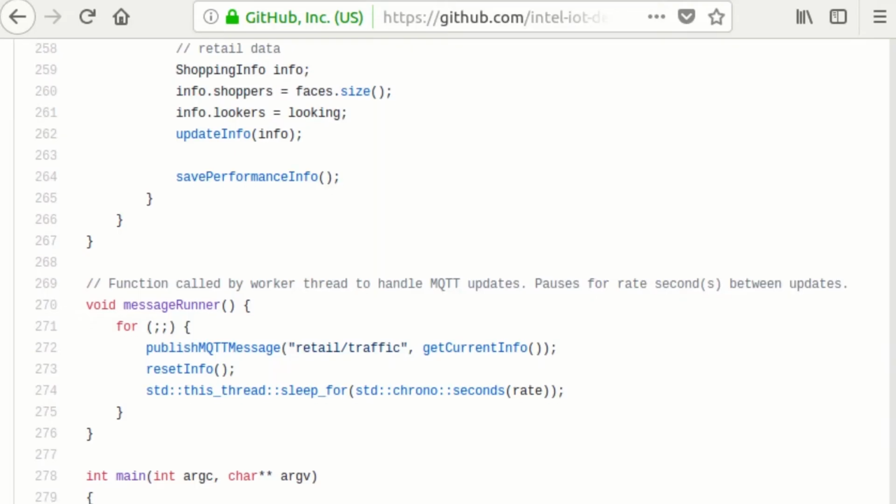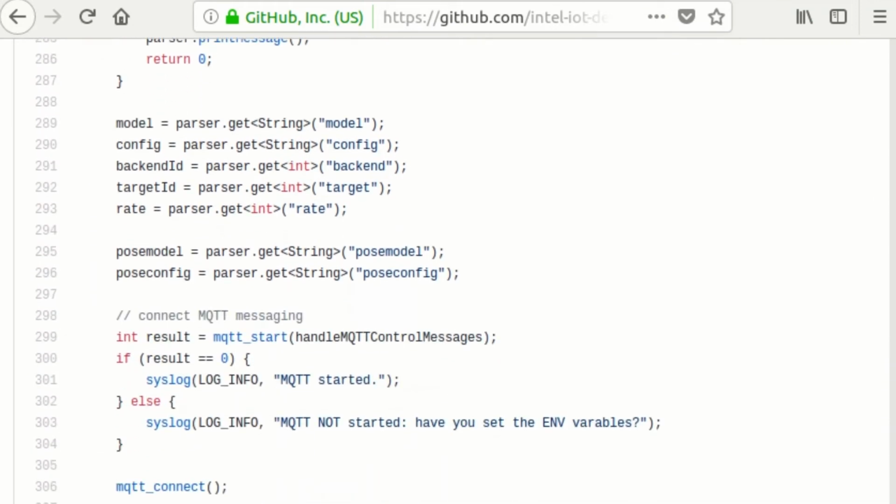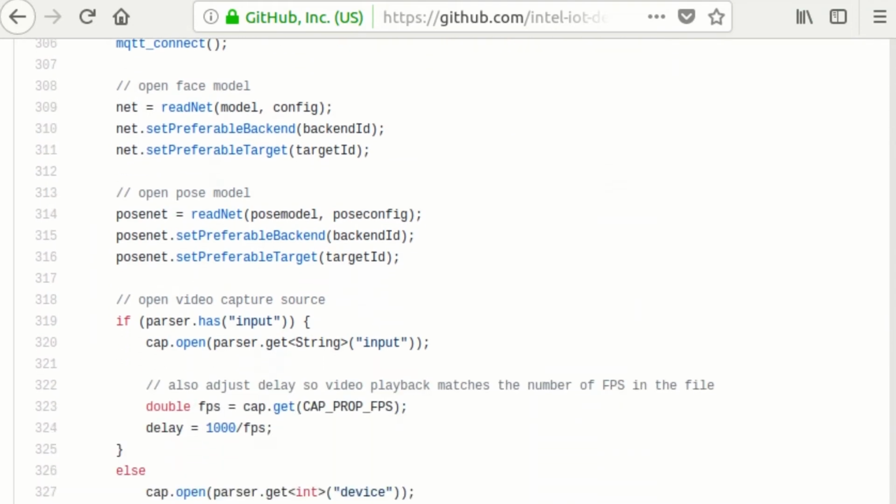Let's take a look at one of the latest implementations, the Shopper Gaze Monitor. This application is designed for a retail shelf-mounted camera system that counts the number of passers-by that look towards the display versus the number of people that pass by the display without looking. Basically, it's a way of gathering information about how effective your advertisement is.